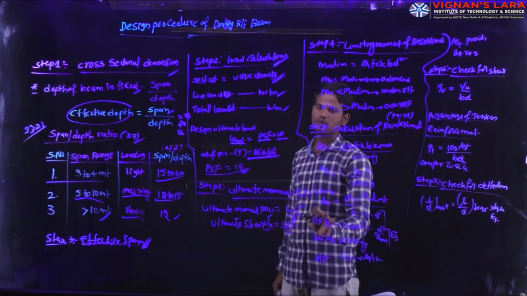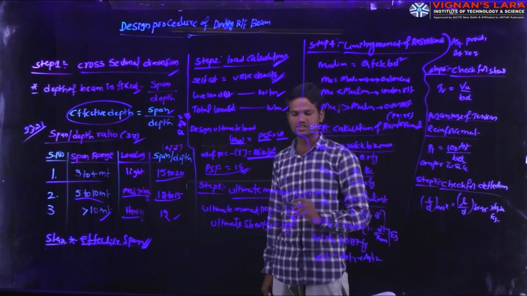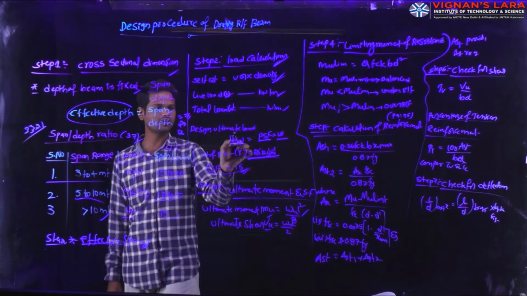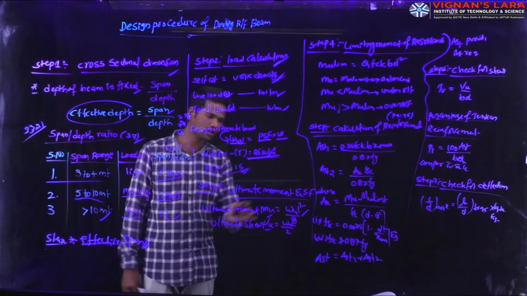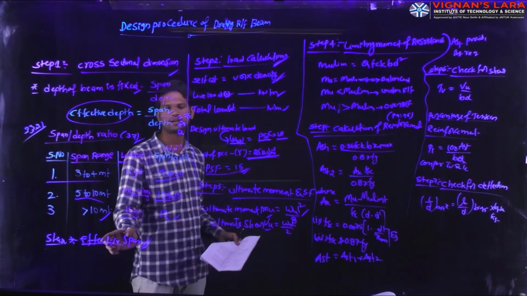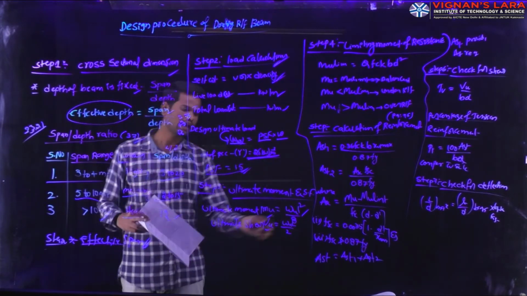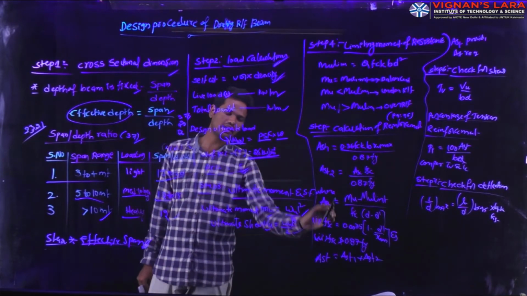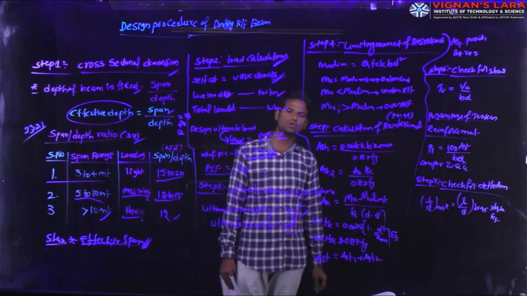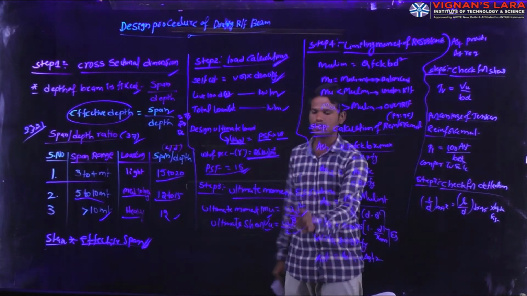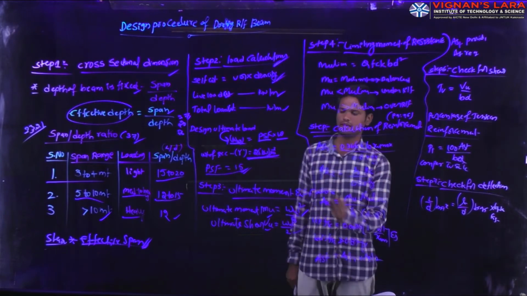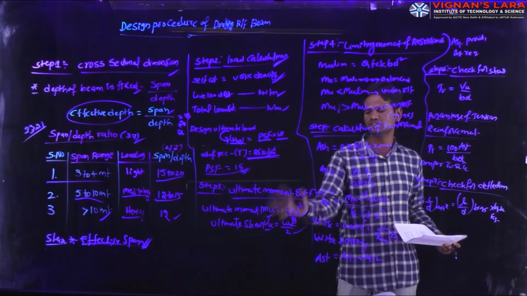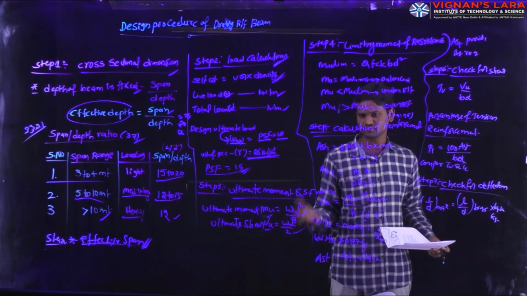Ultimate moment equals WU into L square divided by 8, where W is the total design ultimate load, that is nothing but design ultimate load. L effective is the effective length of the span, already we have calculated, and 8 is the bending moment coefficient for the uniformly distributed load. As well as ultimate shear we are having W into L divided by 2. This is the amount of force acting on the member, that is nothing but ultimate shear. For this ultimate moment and ultimate shear, we have to provide the reinforcement.